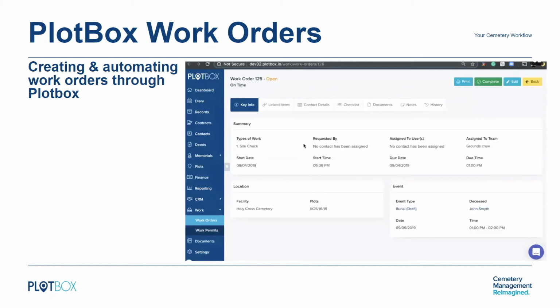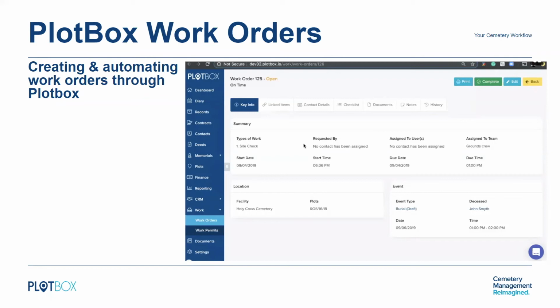You can see all of the key information surrounding it. You can see who it's been assigned to, the due dates, the linked items and plots, and also a history of what's been done so far for audit purposes, right? So you can actually look at the checklist. You can look at the contact details of who's requested this. You can look at any documentation. So that would be any photographs or anything that needs to be identified within the work order itself for the work to be completed in a successful manner.